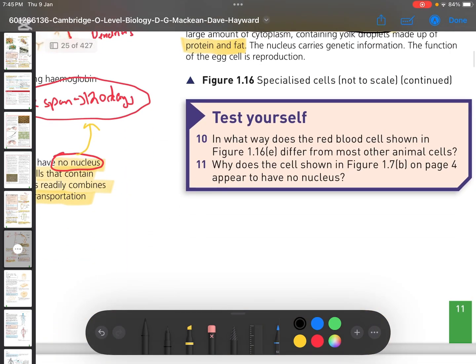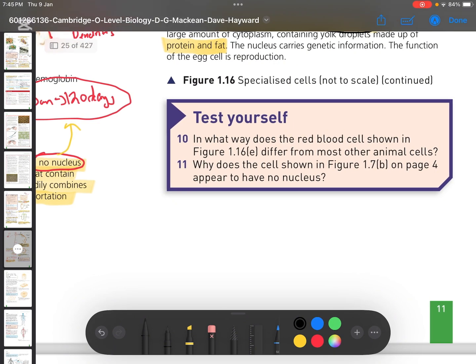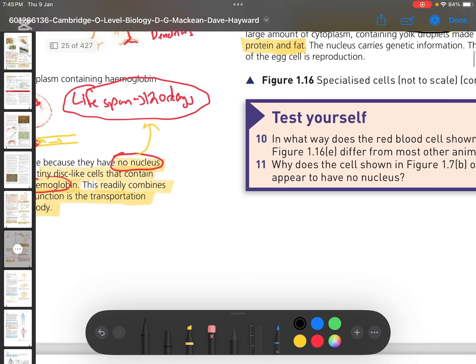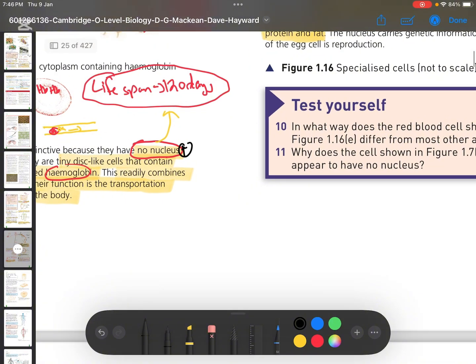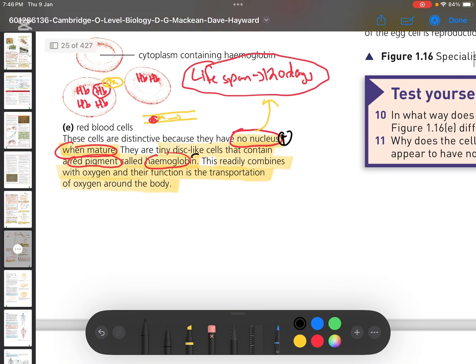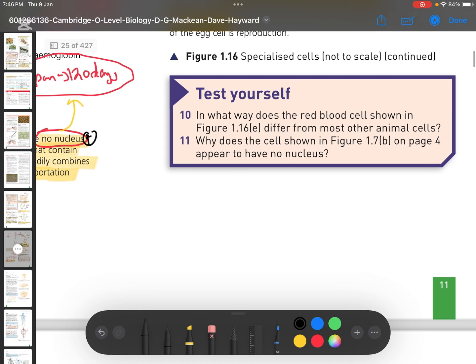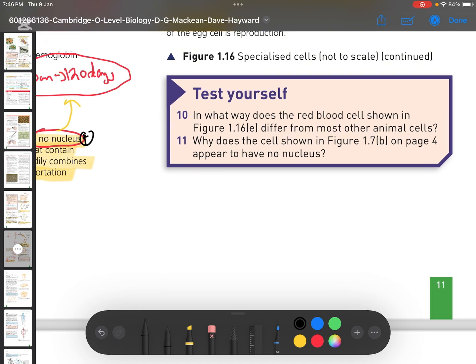Now test yourself, right? They ask, in what ways does the red blood cell shown in figure 1.16 differ from most other animal cells? Very easy. We already have identified number one, the nucleus. It has no nucleus. Number two, it has hemoglobin. It has a red pigment called hemoglobin, which helps in carrying oxygen. These are the two ways that it's different from usual animal cells. Usual animal cells have a nucleus and usual animal cells do not have hemoglobin.